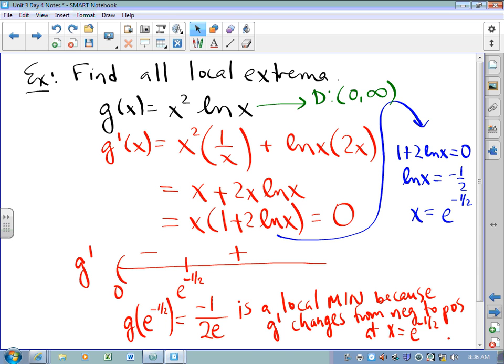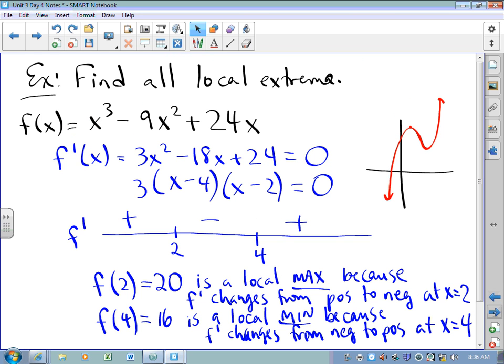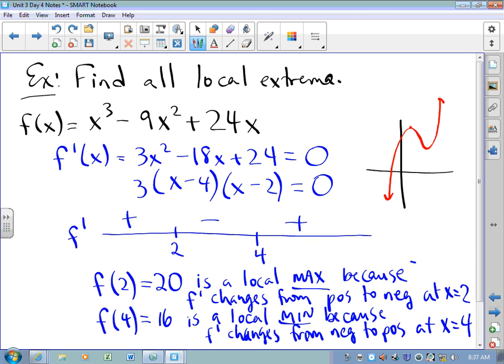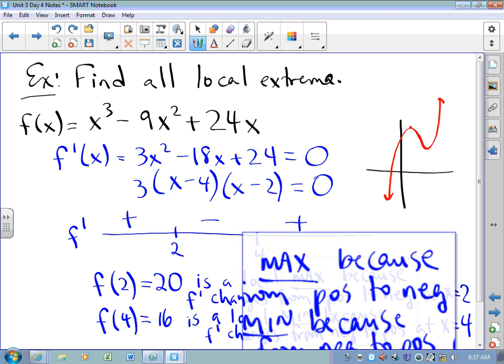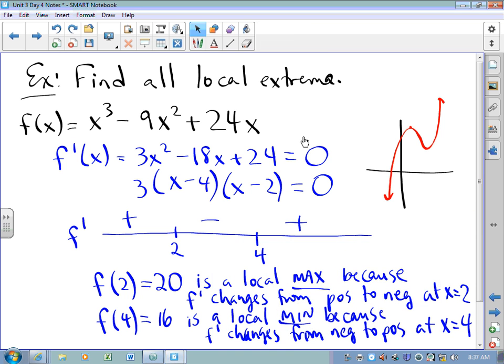So what do you have to know? You have to know how to find maxes and mins. You have to know if I'm using the first derivative, I want the derivative to change from positive to negative at a max and negative to positive at a min. And you have to be okay saying that in a testing context. All right? Wonderful.